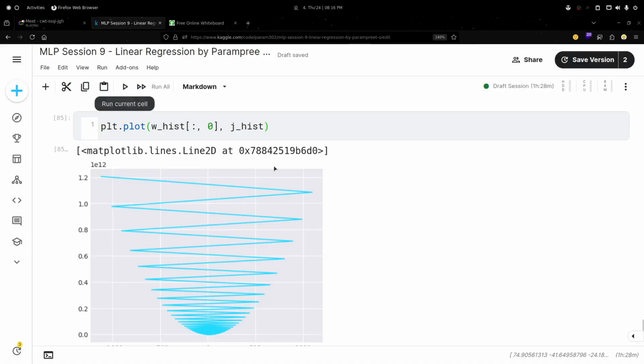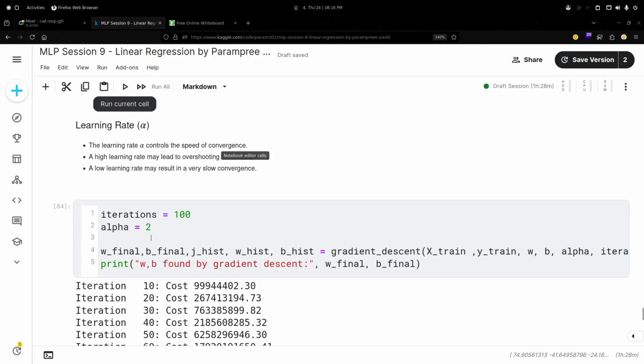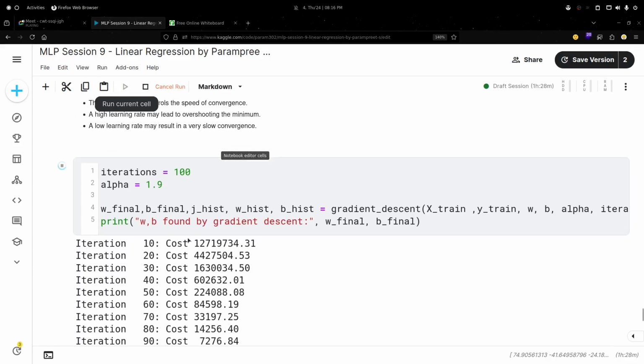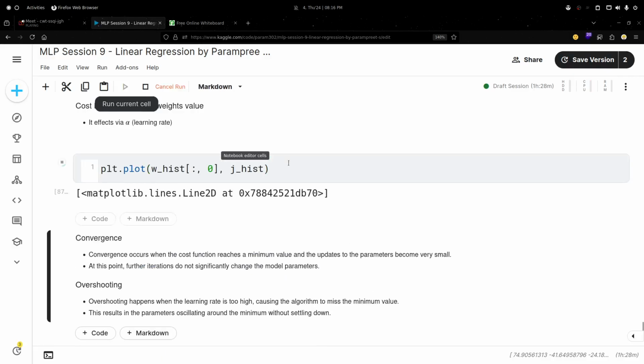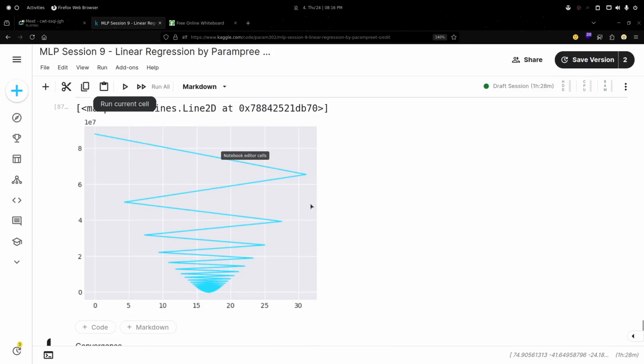So that's why we set alpha to a very low value. If I set it to, let's suppose, 1.9, I'll get the histogram like this. You can see this is the oscillation happening for the W. Okay.